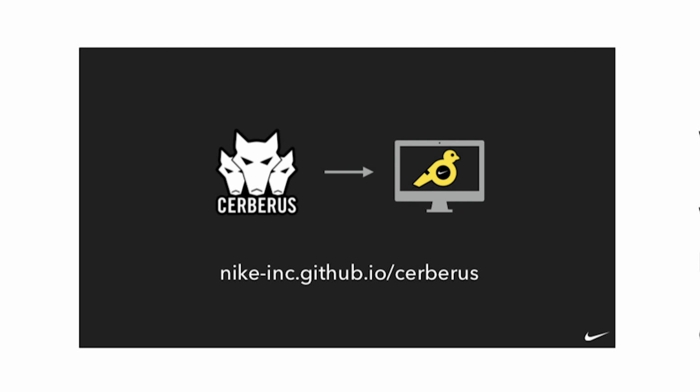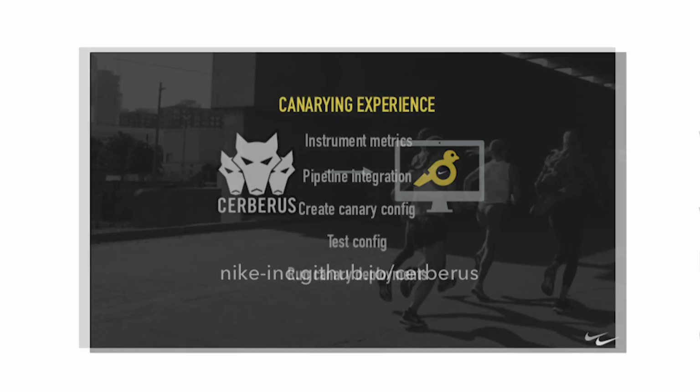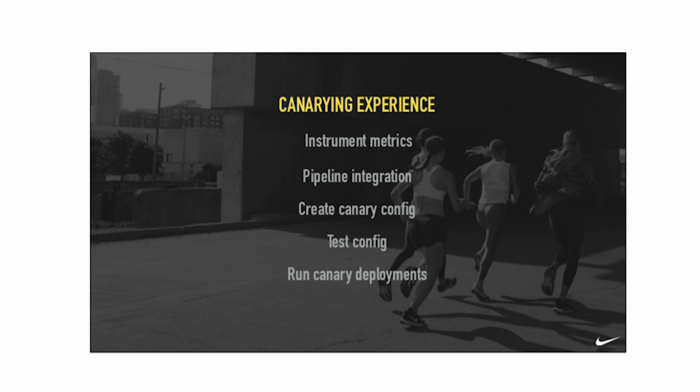We wanted to use canary analysis with Cerberus, so while we were developing the whole process of Standalone Kayenta with referee, we were actually wiring it up the whole time with Cerberus. So we currently use our entire canary analysis process in production with Cerberus. So what did we do in order to canary? We had to instrument our metrics, integrate into our pipelines, create our canary config and test it, and then we were able to run canary deployments.